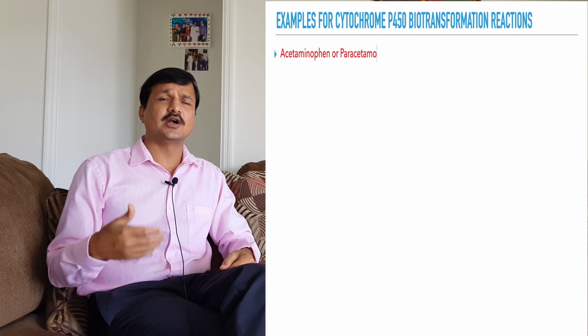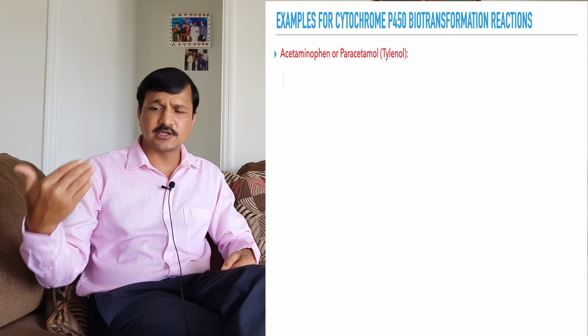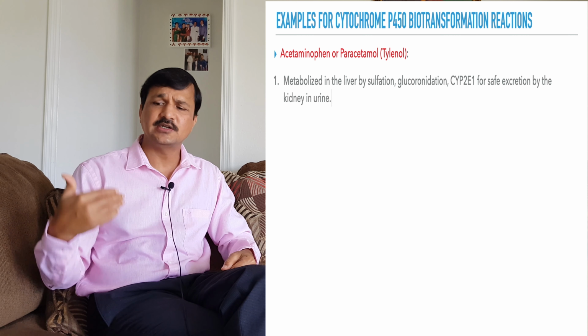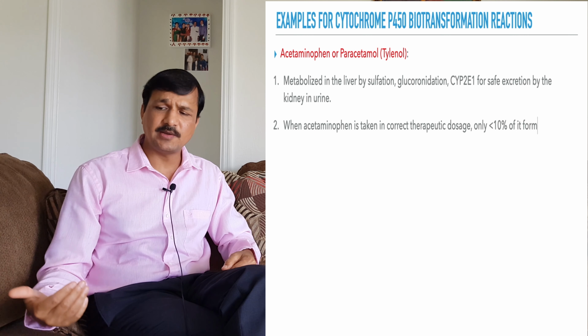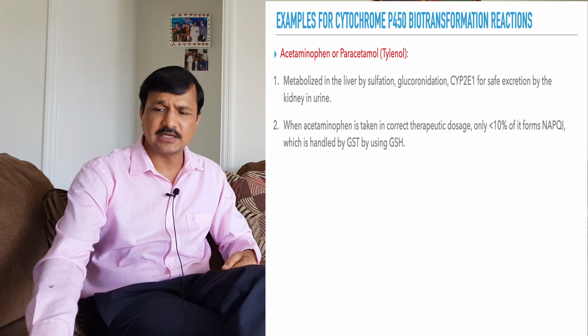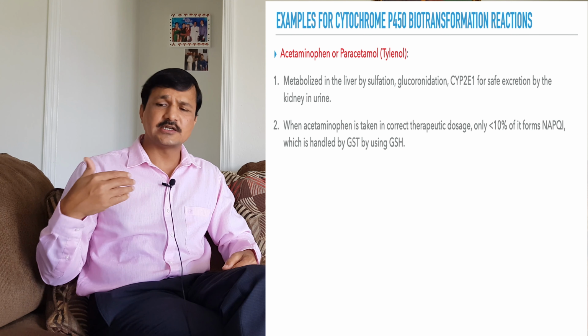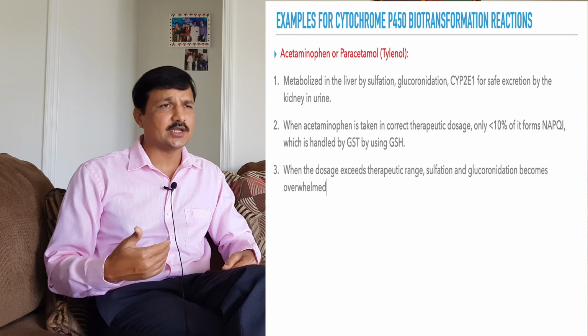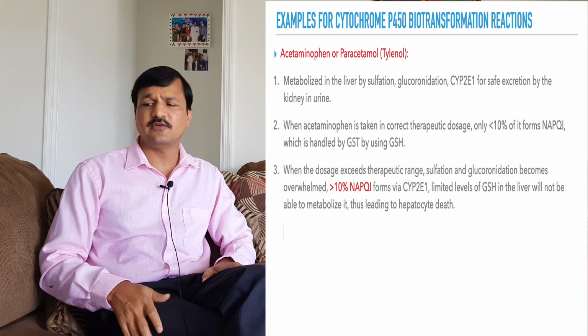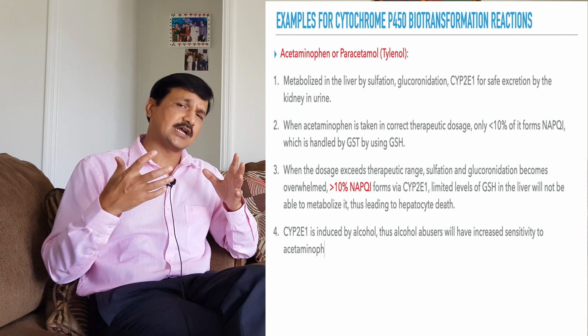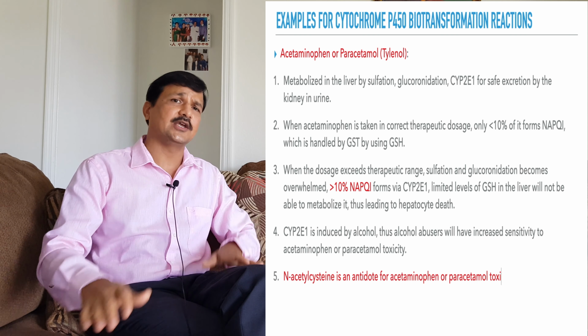So in this slide I have written all the details, all the notes for you, on how acetaminophen and paracetamol are handled. It is metabolized in the liver by sulfation, glucuronidation, and CYP2E1 for safe excretion by the kidney in urine. When acetaminophen is taken in the correct therapeutic range, less than 10% of it forms NAPQI, which is handled by GST using GSH, that is, glutathione S-transferase.